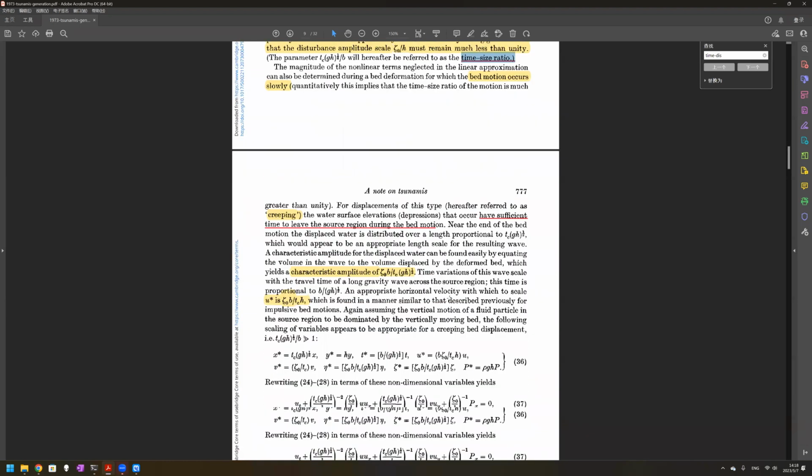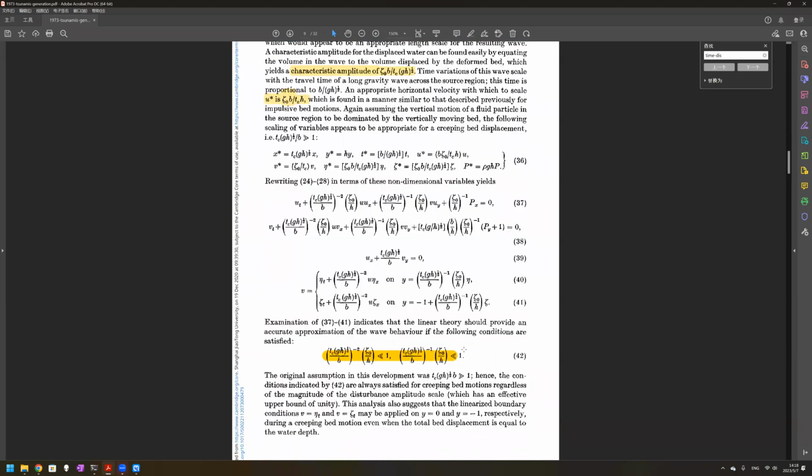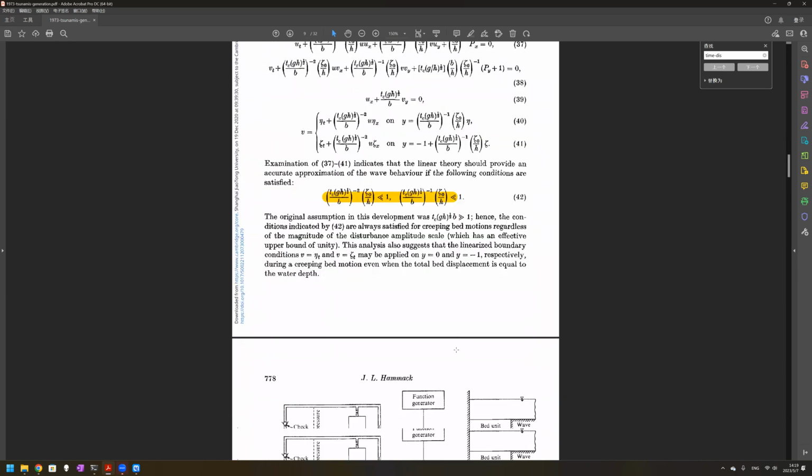Similarly, for creeping, which means the time size ratio is large, we do the same method of non-dimensionalization. We write the coefficients for non-linear terms, which must also remain small. Here the time size ratio is large, so the reciprocal of it must remain small. Similarly, these two terms must remain small, and by doing so, we have zeta naught, the total elevation of the bed deformation compared with the ocean depth. It must remain small for both cases.